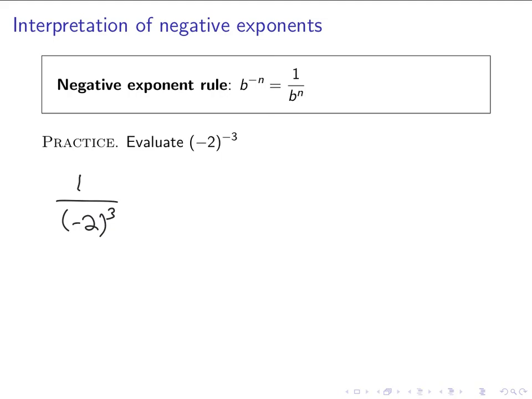So according to the negative exponent rule, (-2) to the -3 is really the same thing as 1 over the same expression but with the positive exponent. And of course we know that a positive exponent can be interpreted as repeated multiplication. So (-2) to the 3 is just -2 times -2 times -2, 3 copies of -2 multiplied together. A negative times a negative times a negative will be a negative number, and 2 times 2 times 2 is 8. So I have 1 over -8 as my answer.